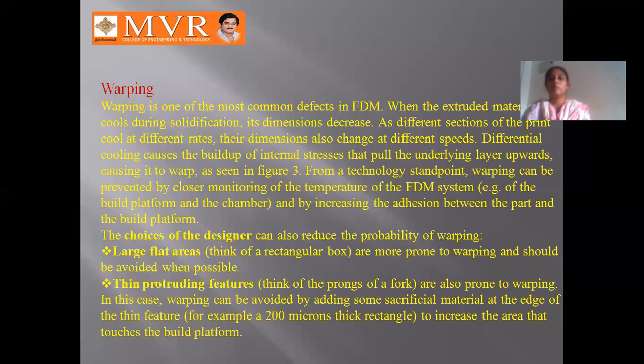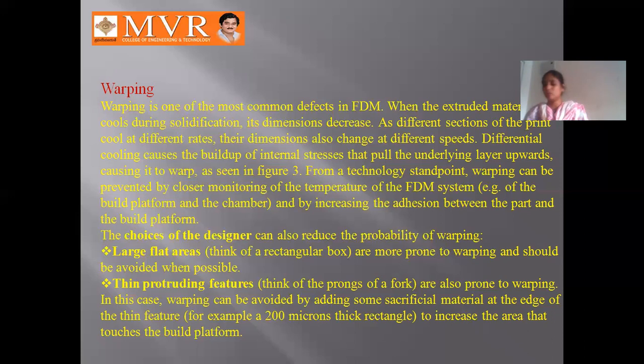And this is the most important: as the extruded material solidifies, its dimension decreases. Okay, and warping can also be monitored through the temperature of the FDM system, and also by increasing the adhesion between the part and the build platform, where large flat areas can also be produced due to warping.